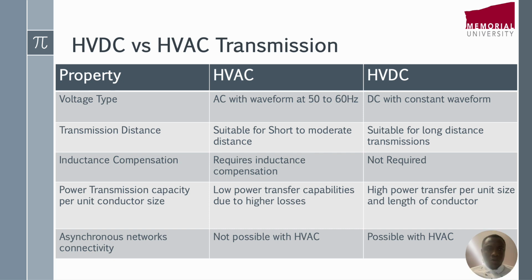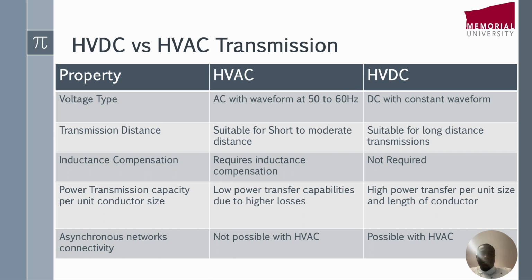So going forward, we will talk about HVDC and HVAC transmission and their various advantages and differences between them. We'll take them property by property, and we'll first of all compare their voltage type. HVAC has a waveform at 50 to 60 Hz. HVDC has a constant waveform.